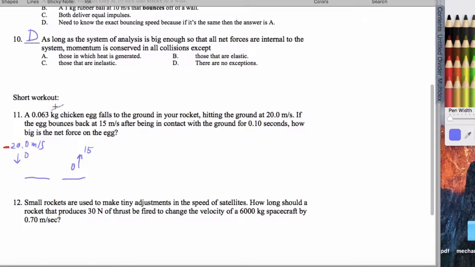Other things I noticed. This is M. This is V initial. This is the time. This is V final. I saw a lot of people, I have told you for a whole semester, you've got to get these units memorized. And a lot of you don't have those memorized, and you're paying the price. And you tell me, I don't know what's going on, when you clearly have a formula with everything labeled. And if you knew that this was newtons, that this was seconds, that this is kilograms, that this is meters per second, that this is kilograms, and that this is meters per second, the problem kind of solves itself.